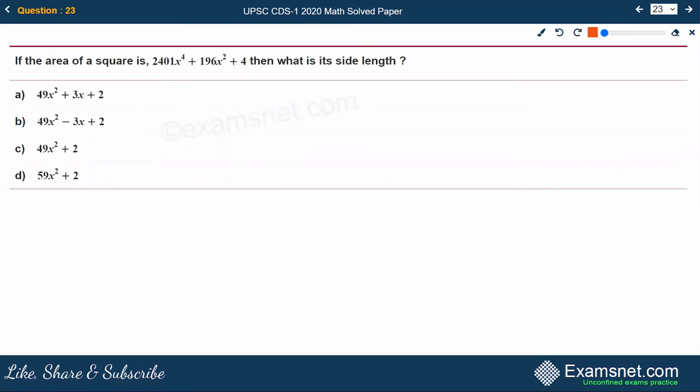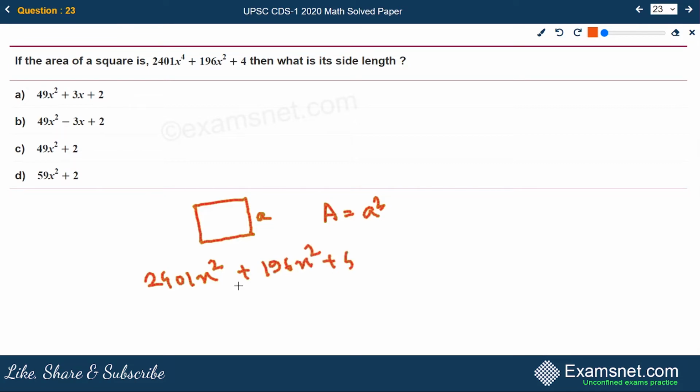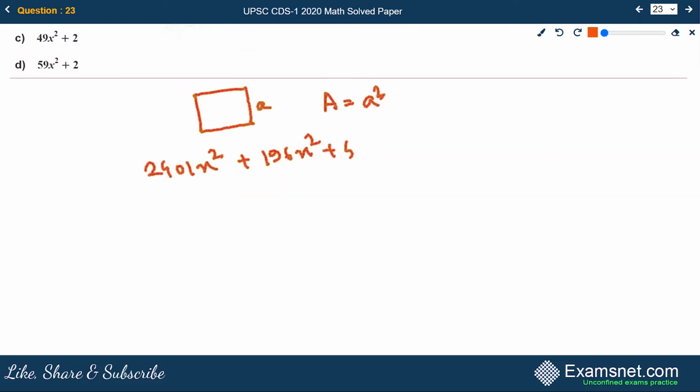In question number 23, we are given that the area of a square is 2401 x to the power 4 plus 196 x square plus 4, and we need its side length. Let's say this is a square and its side length is a, then the area of the square will be a square. That is the formula. Now let me write the given expression: 2401 x to the power 4 plus 196 x square plus 4. This is the area, so we have to express this as something squared.